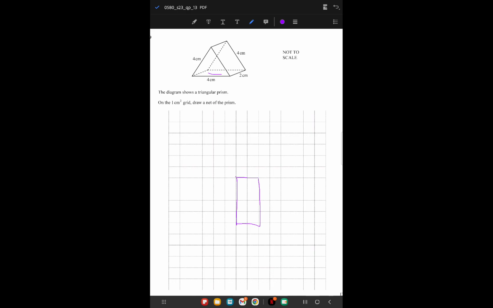So I've done this bottom one. Now I'm going to go to this side there. That side is 2 centimeters by 4 centimeters again, and it's at the sides of the one that I've already drawn. So I'm going to put that at the bottom. So another 4 centimeters going down. Okay, we'll assume that is 4 centimeters.